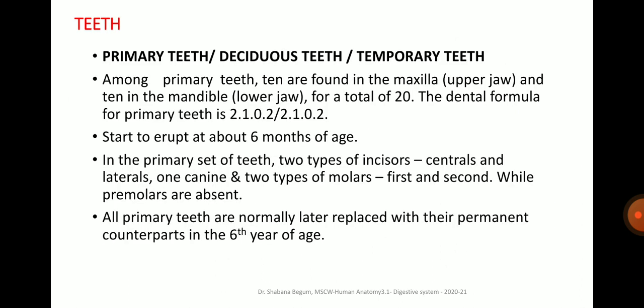Coming back to primary teeth, 10 are found in the maxilla, that is the upper jaw, and 10 are found in the mandible, that is the lower jaw, for a total of 20. The dental formula for primary teeth is 2102 divided by 2102. They start to erupt at about 6 months of age, and in the primary set of teeth, two types of incisors called centrals and laterals, one canine, and two types of molars, that is first and second, are found, while premolars are absent.